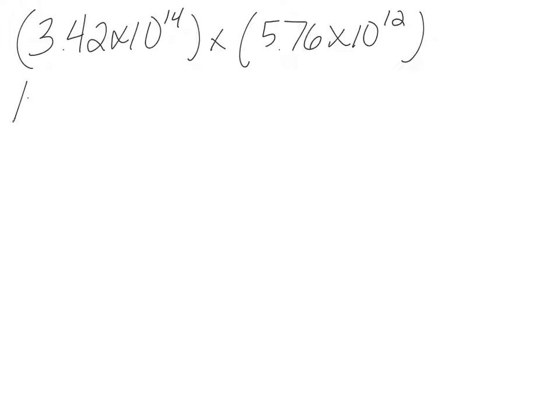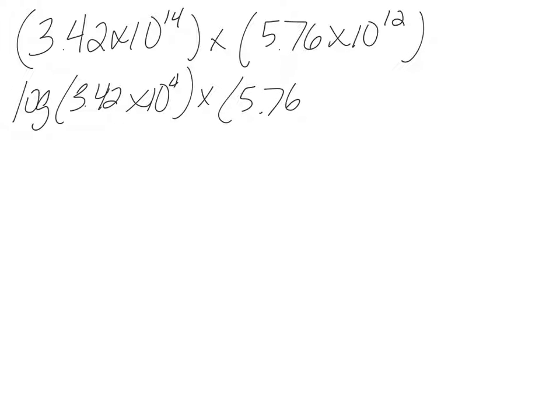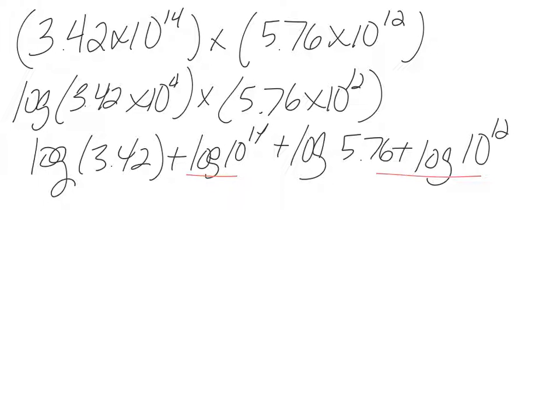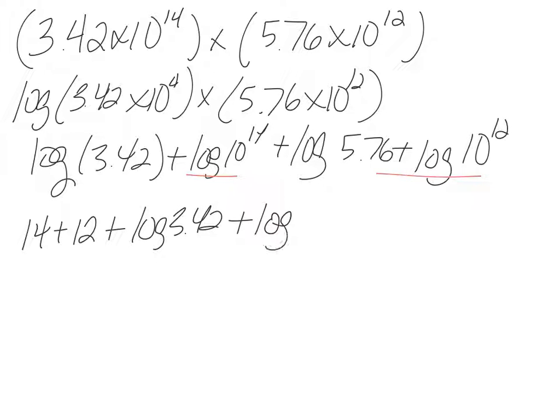Well, let's go for it. Take the log of 3.42 times 10 to the 14th times 5.76 times 10 to the 12th. Okay, let's use our properties of logarithms. That gives me log of 3.42 plus log of 10 to the 14th plus log of 5.76 plus log of 10 to the 12th. These are easy. I'm going to move those to the beginning. So I have 14 plus 12 plus log of 3.42 plus log of 5.76.